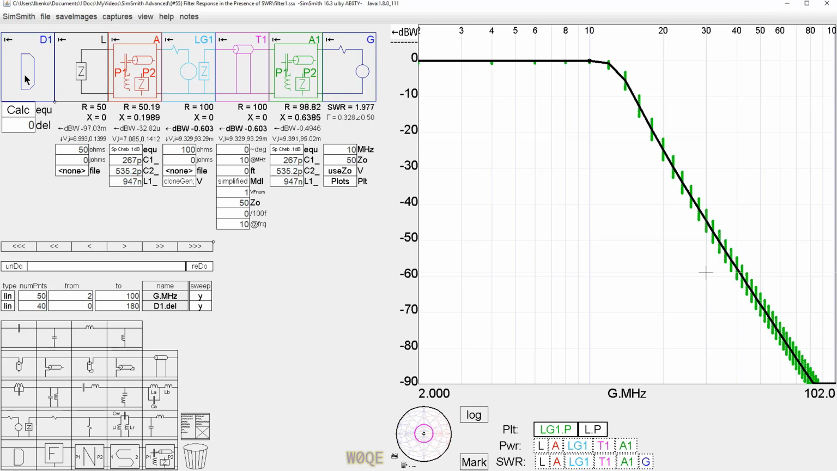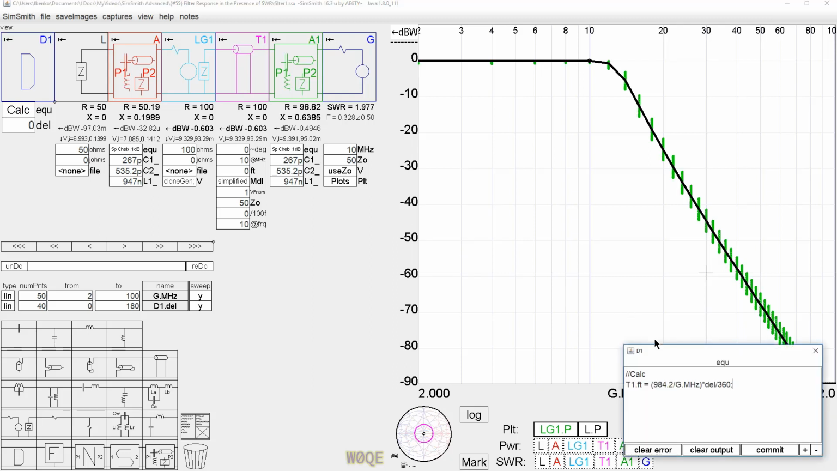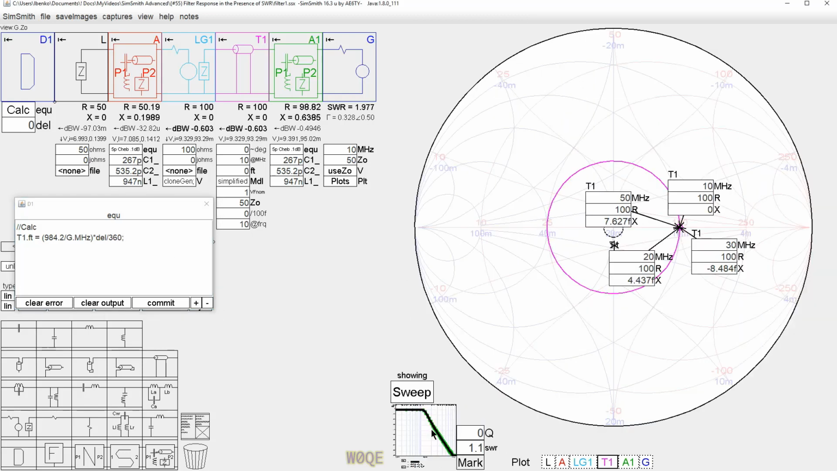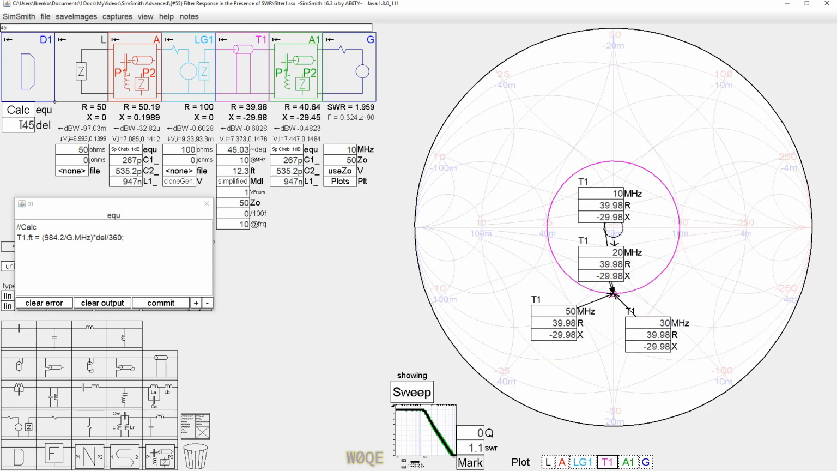The transmission line delay is done with a D block, and it's calculated such that no matter what frequency I'm at, I have the same amount of phase delay through the transmission line. And we calculate that by 984.2, which is lambda in feet, divided by megahertz. That gives you the wavelength for the frequency you're at, times the delay in degrees over 360. And if we look at that down on the Smith chart, what we see is 10, 20, 30, and 50 megahertz are all at 100 plus J0 when the delay is set to 0. If I start moving the delay up, all of them move at the same time.